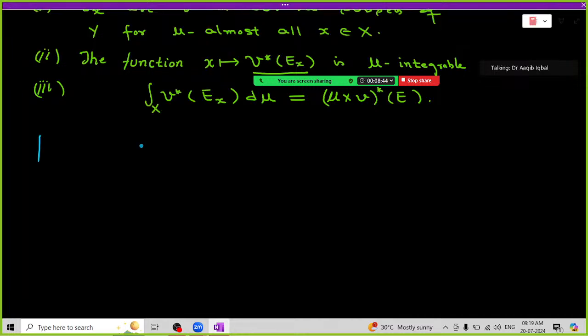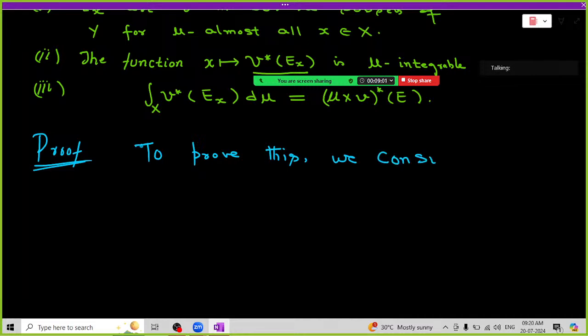Proof. To prove this, we consider cases. Case 1. Basically, we have to consider 5 cases. The 5th case will be the most general case.